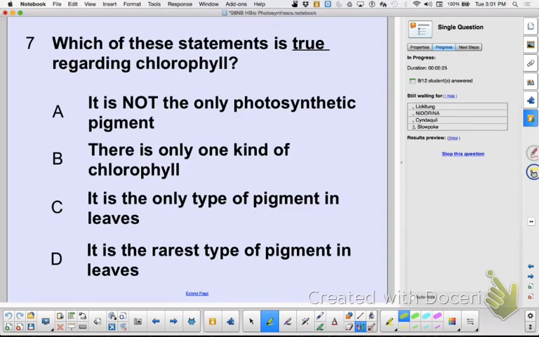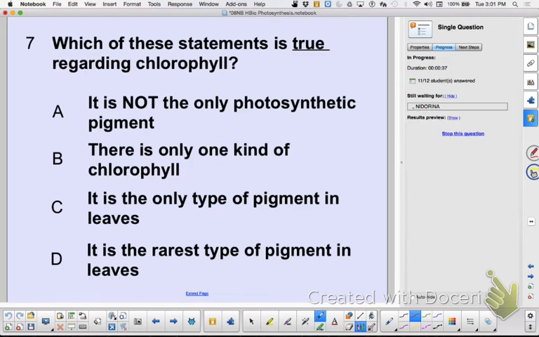Okay, well, people are thinking, let's talk through them. Which of these statements is true regarding chlorophyll? That means all of these statements are false except for one. So it is not the only photosynthetic pigment. Is that a true or a false statement? It's a true statement, right? It's not the only photosynthetic pigment.